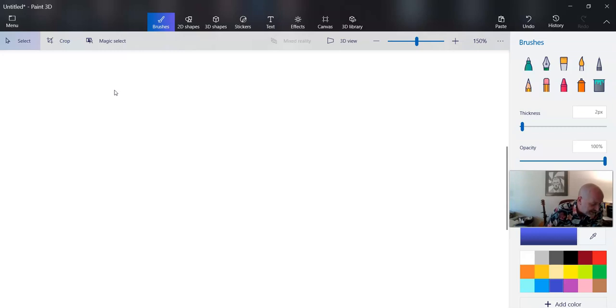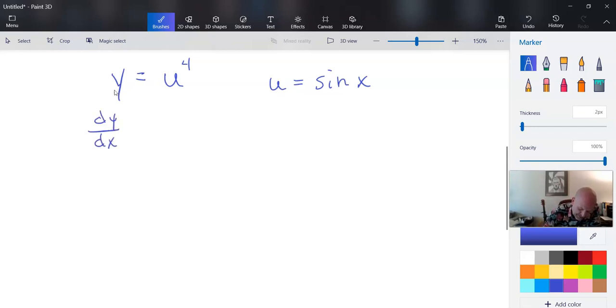So let's try it again. Let's say we have y is equal to u to the fourth, and u is equal to sine x. Okay, so if we're going to find this derivative dy/dx, it's dy/du times du/dx, right? So we just have to take the derivative of both of these things.